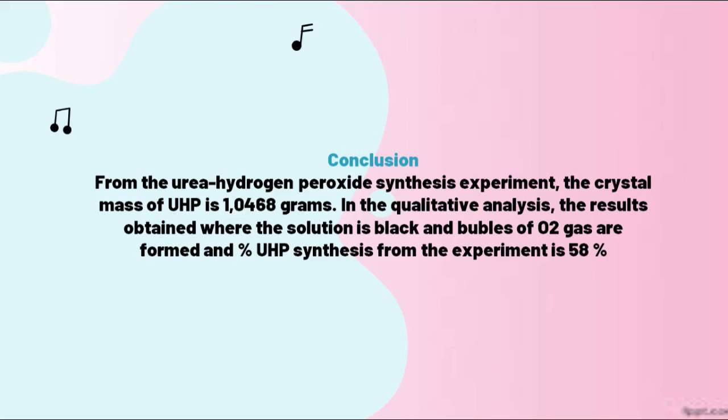Next, the conclusion. From the urea hydrogen peroxide synthesis experiment, the crystal mass of UHP is 1.05668 grams. In the qualitative analysis, the results obtained were that the solution turned black and bubbles of O2 gas formed. The percent yield of UHP synthesis formed in the experiment is 58%.